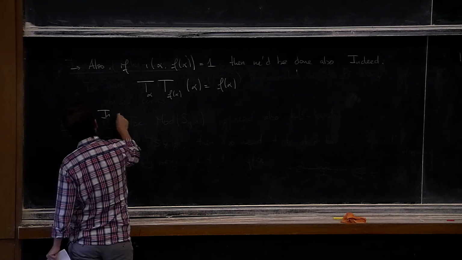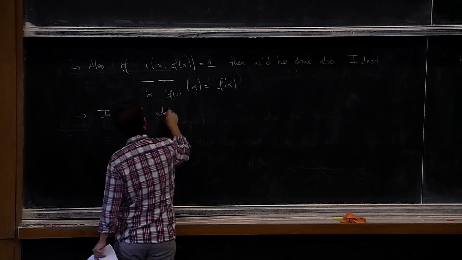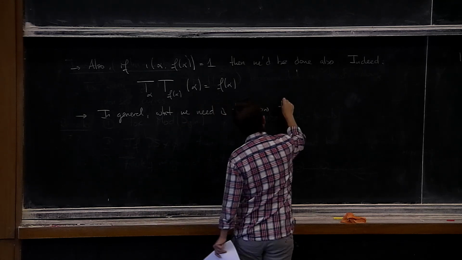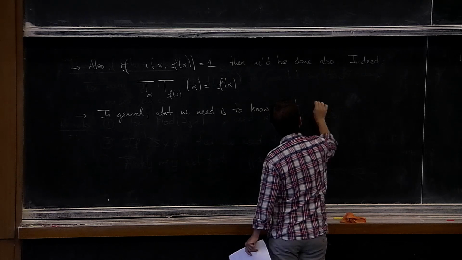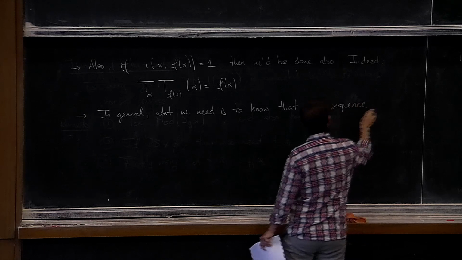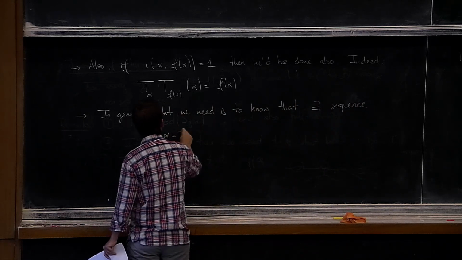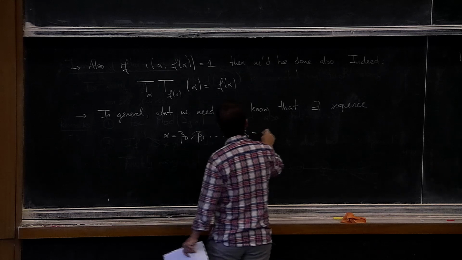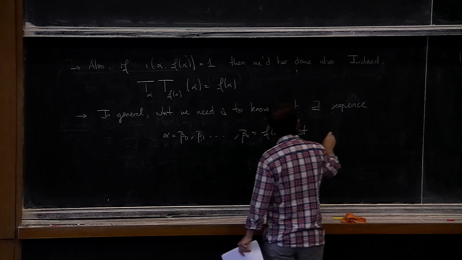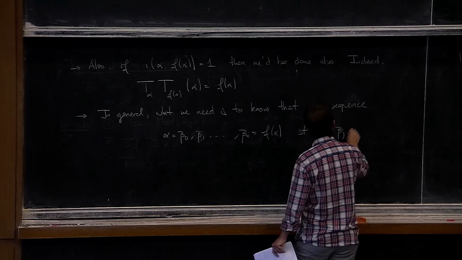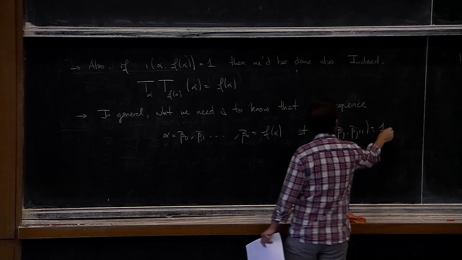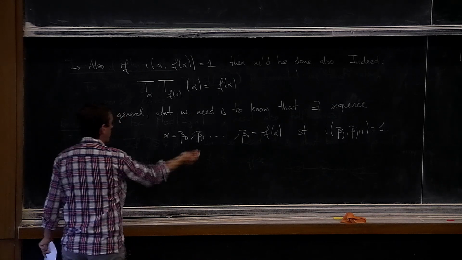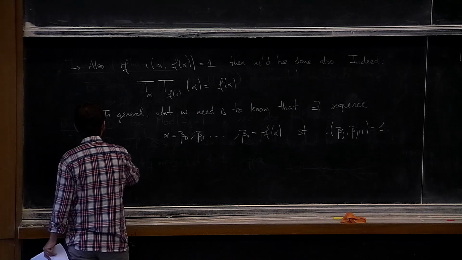So in general, what we need is to know that there exists a sequence starting with alpha, this is beta 0, beta 1, ..., beta n ending with f of alpha such that the intersection number of beta j with beta j plus 1 equals 1. And so this is some topological argument, but it's true. So this happens. This is true.